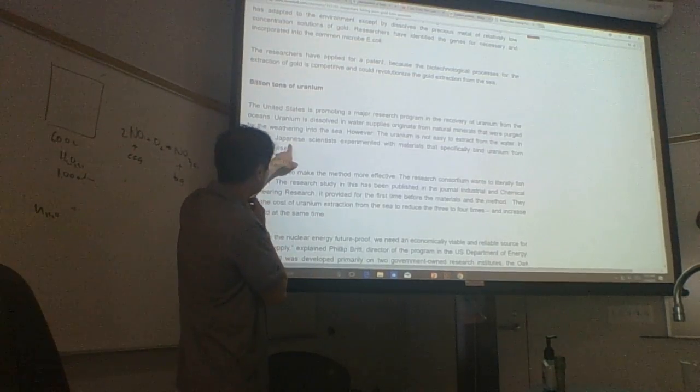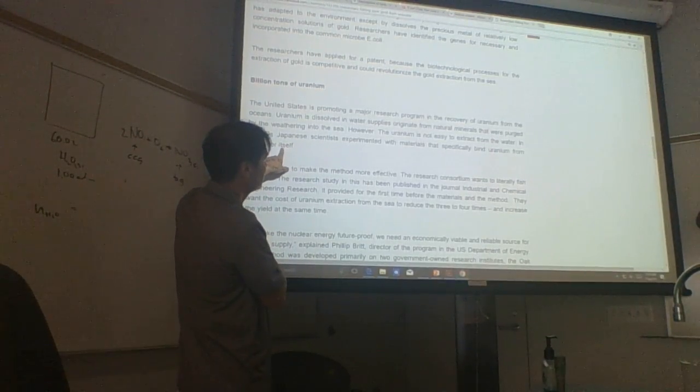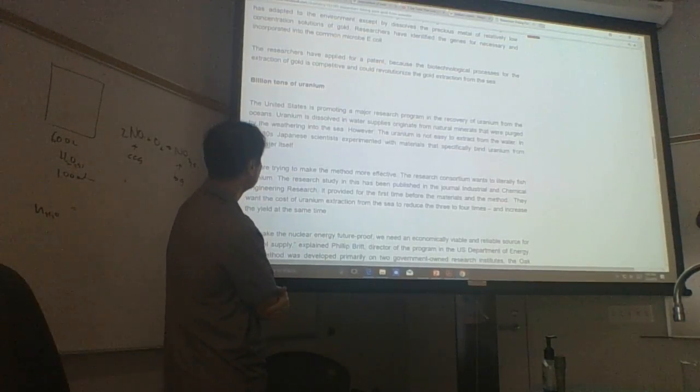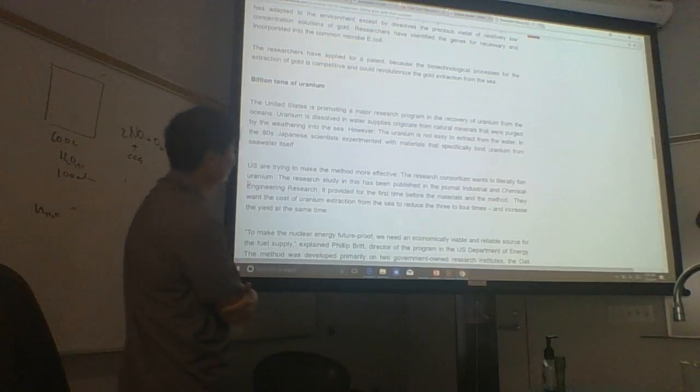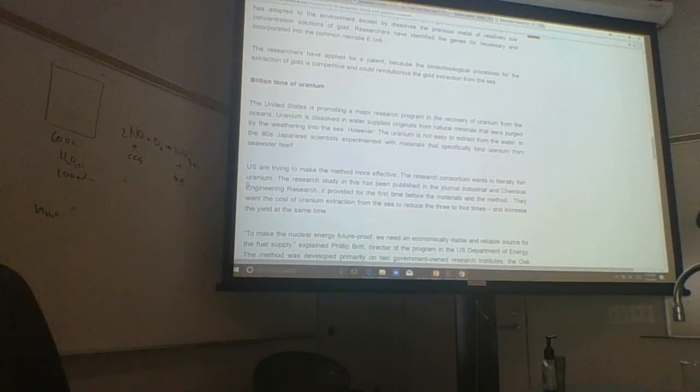This is kind of interesting. In the 80s, Japanese scientists experimented with materials that specifically find uranium in seawater. So they need this research now. About plutonium and uranium.